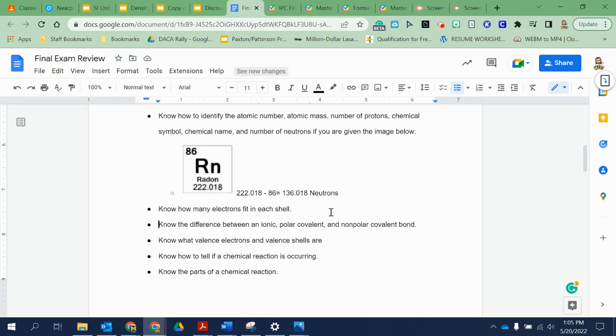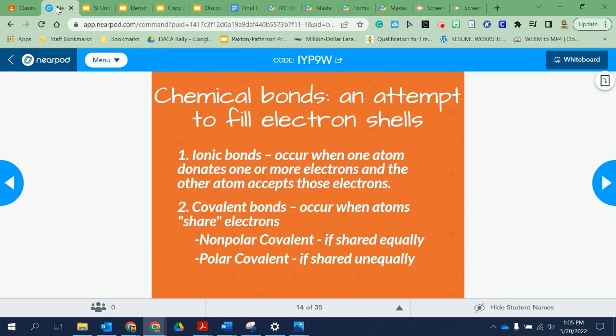Right, so also know the difference between an ionic, a polar covalent, and a nonpolar covalent bond. So here you have ionic bond. Remember, it occurs when one atom donates one or more electrons and the other accepts those electrons. The one that gives it away becomes positive, the one that accepts it becomes negative. One's positive, one's negative, opposites attract. That's how they bond together. Remember to go back and watch the lessons. They're all there.